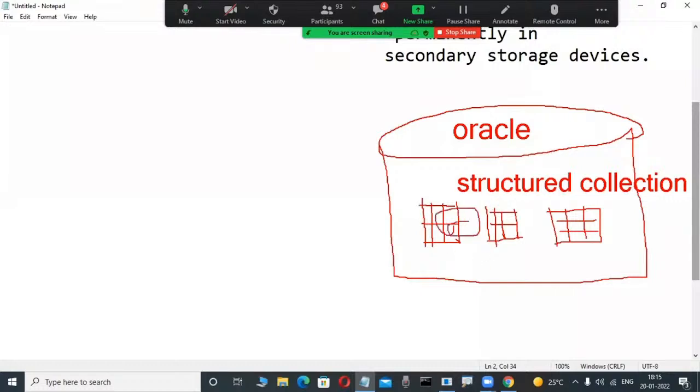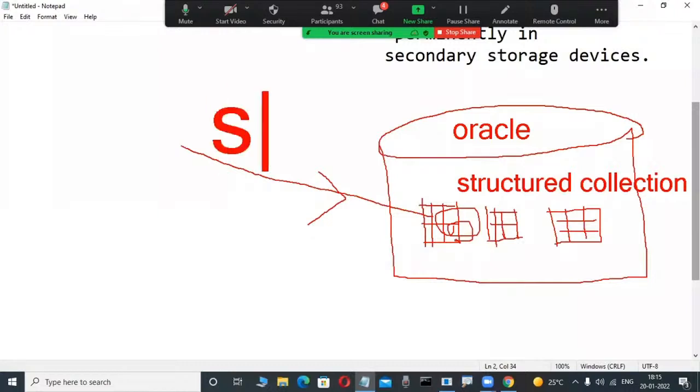Once a structured collection of data is there, to operate on this data some language is required. What is that language? Maybe anybody has an idea? SQL, Structured Query Language. Through this language only, we operate on this structured data in relational databases.